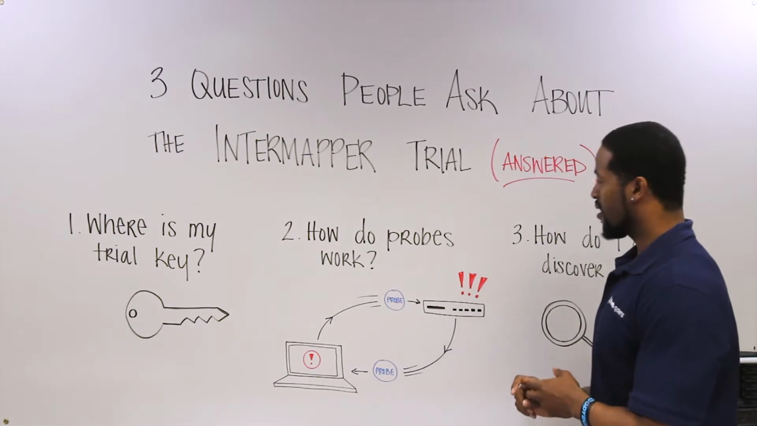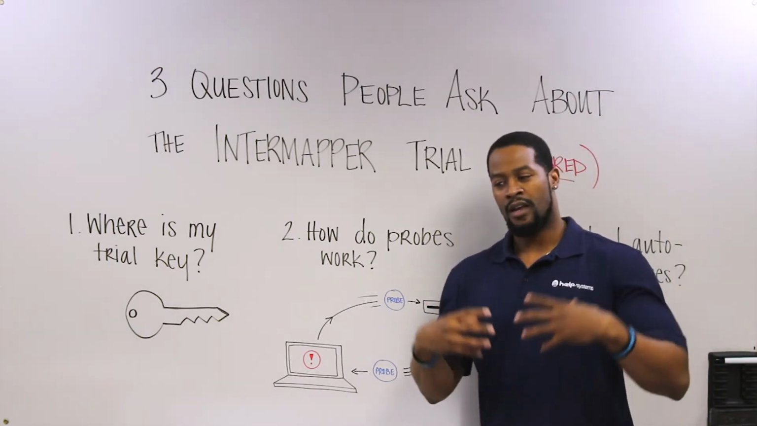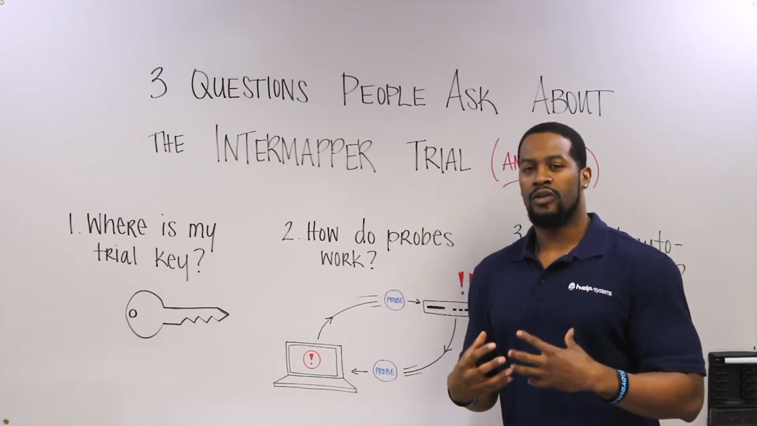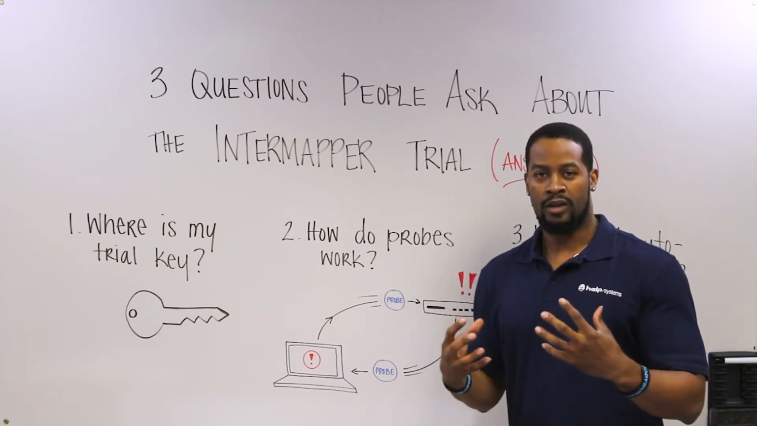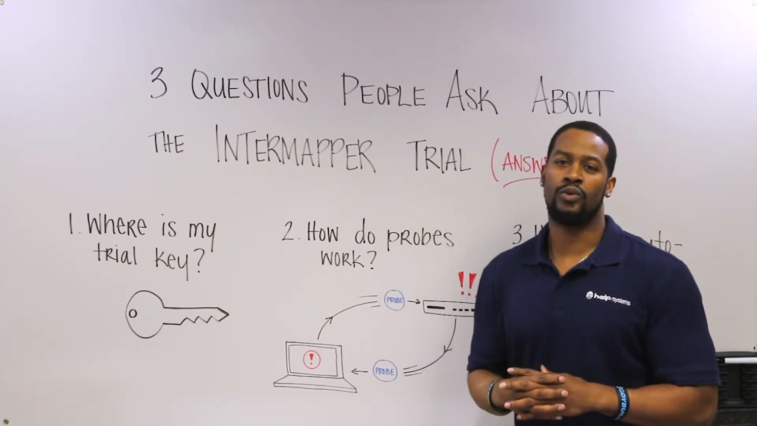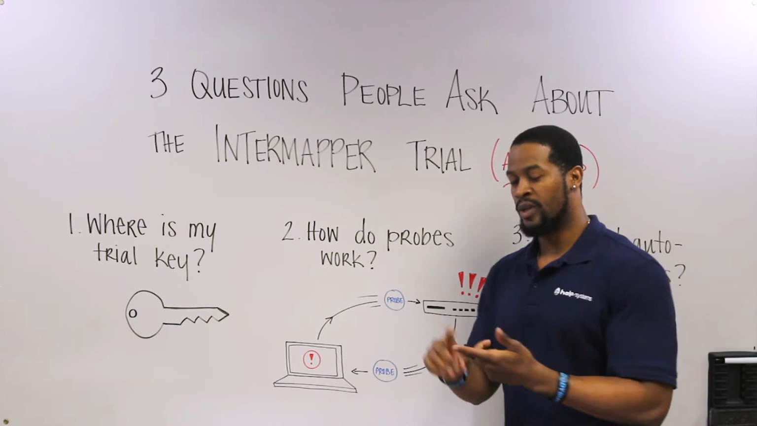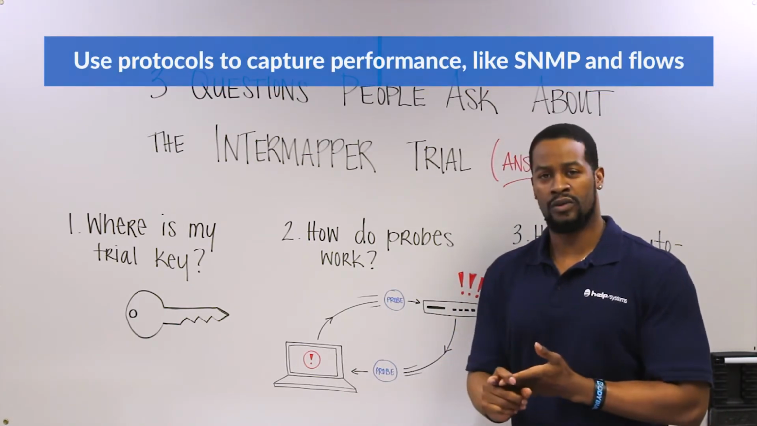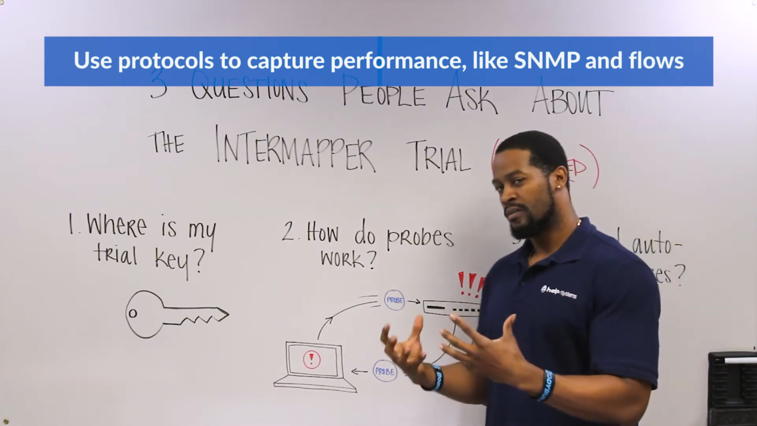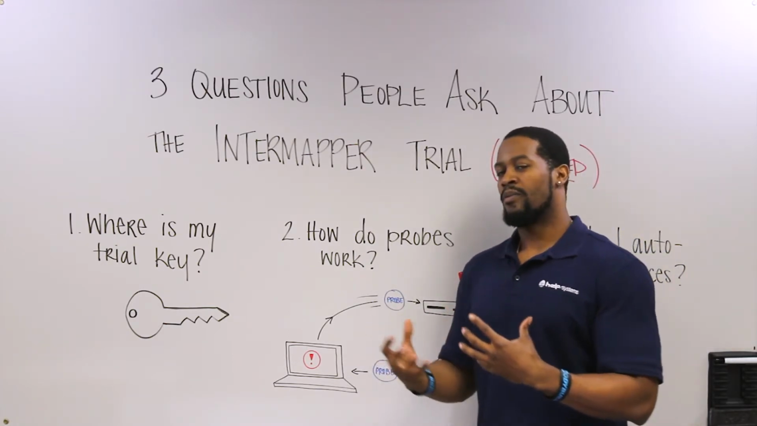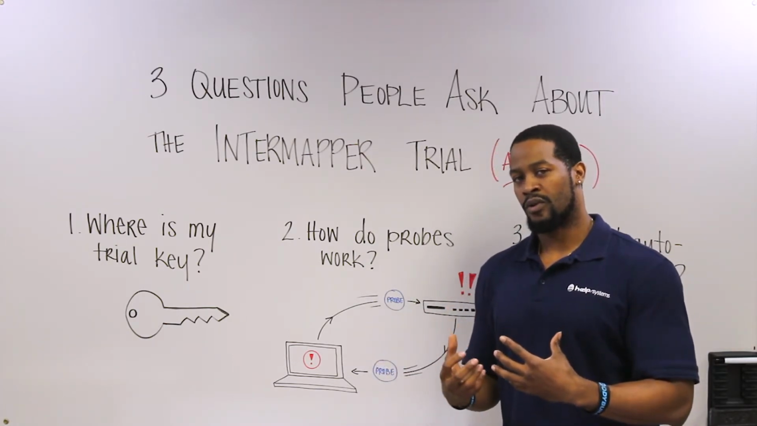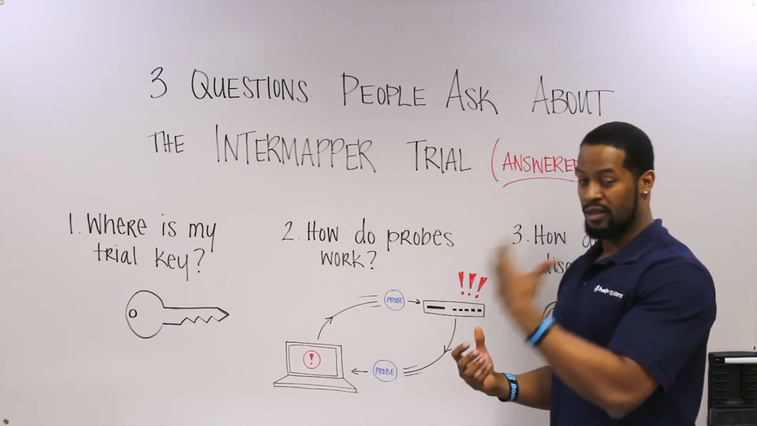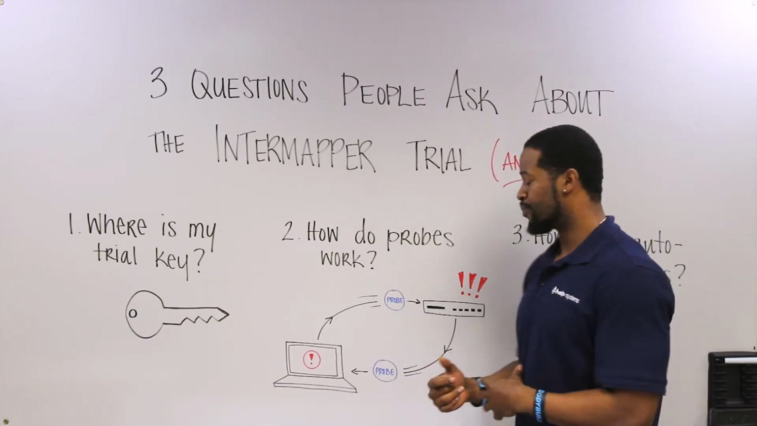The second thing we want to make sure of is that we are using the different types of protocols that we can use to capture performance information, i.e. we need to use things like SNMP and flows protocols. These are the better performance monitoring metrics protocols that you can use to get the information that you require.